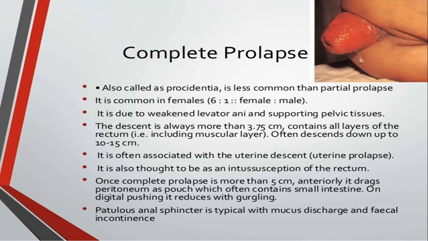Once complete prolapse is more than 5 centimeters, anteriorly it drags peritoneum as a pouch which often contains small intestine. On digital pushing, it reduces with a gurgling. So if you see a complete prolapse of more than 5 centimeters, it could be a reason which causes the peritoneum to drag with itself, and in the peritoneum there would be small bowel. It can cause the gurgle sounds while digital pushing.